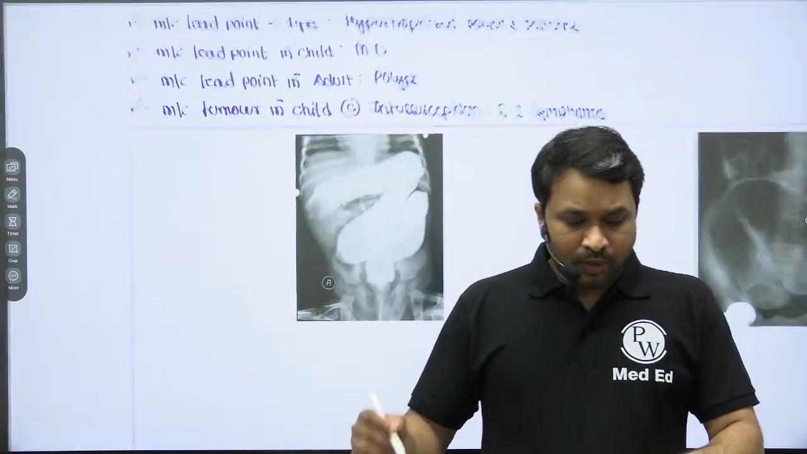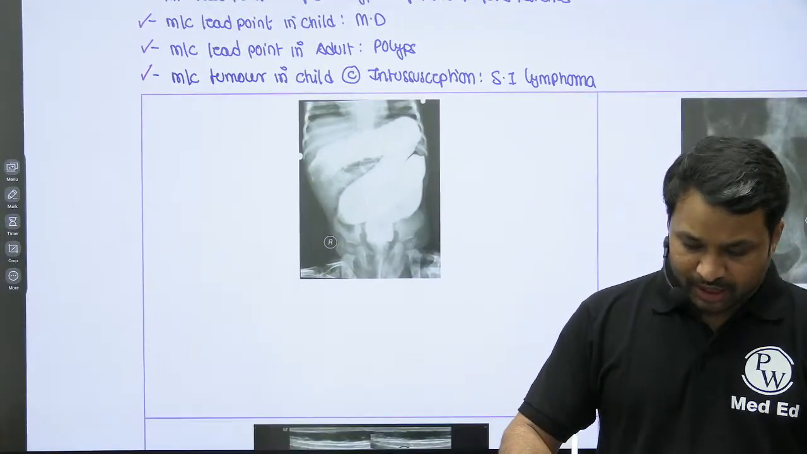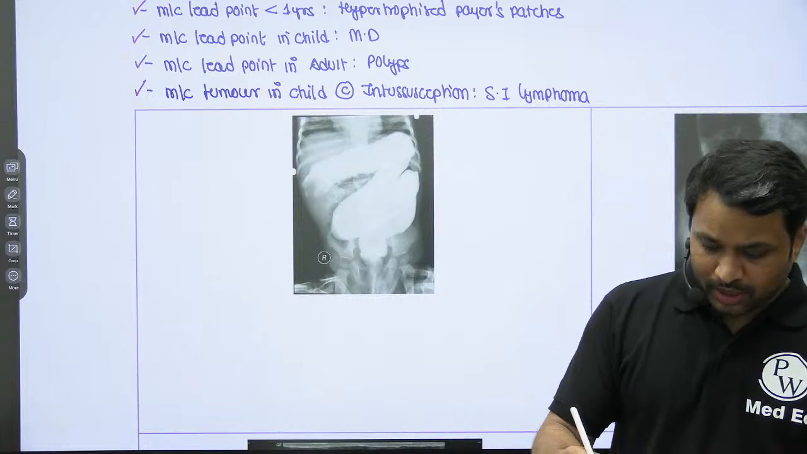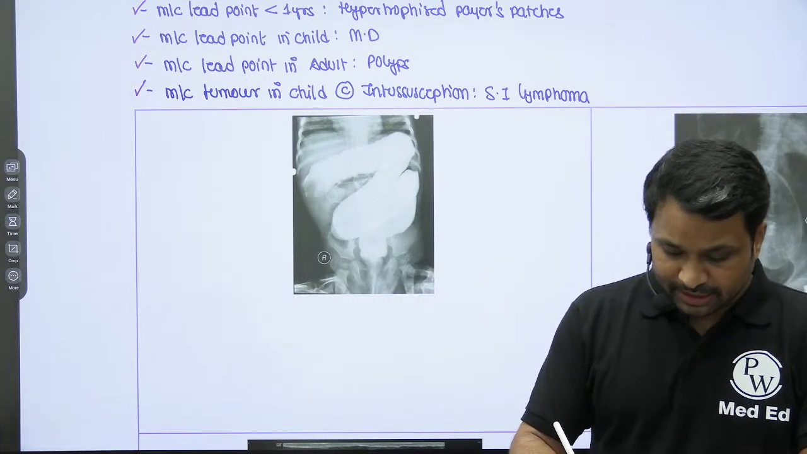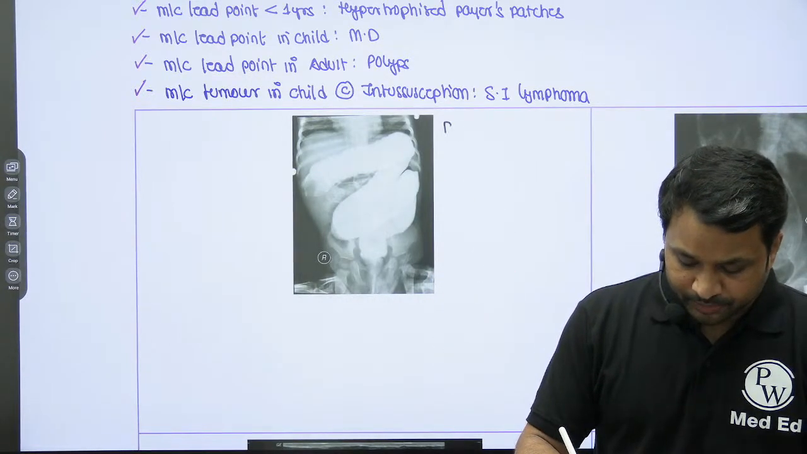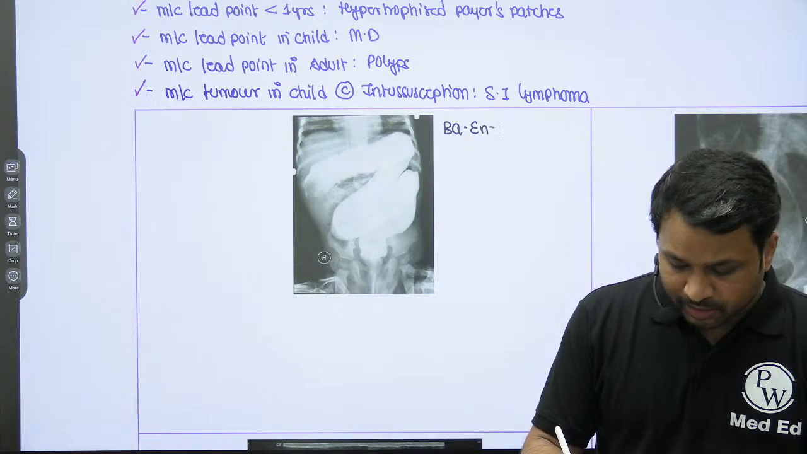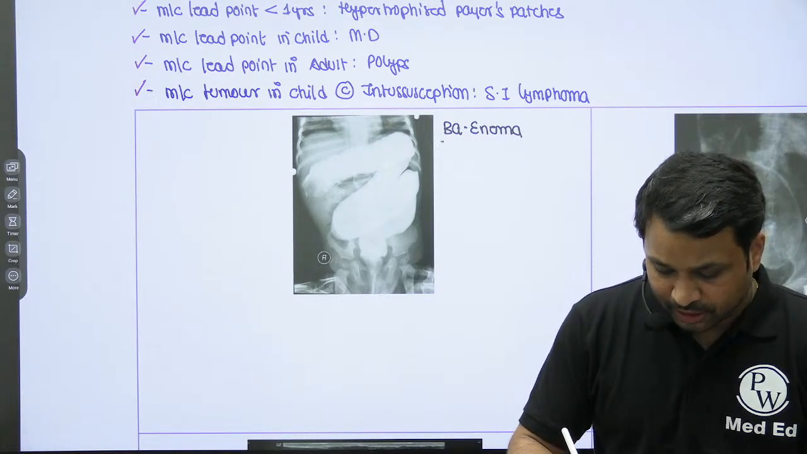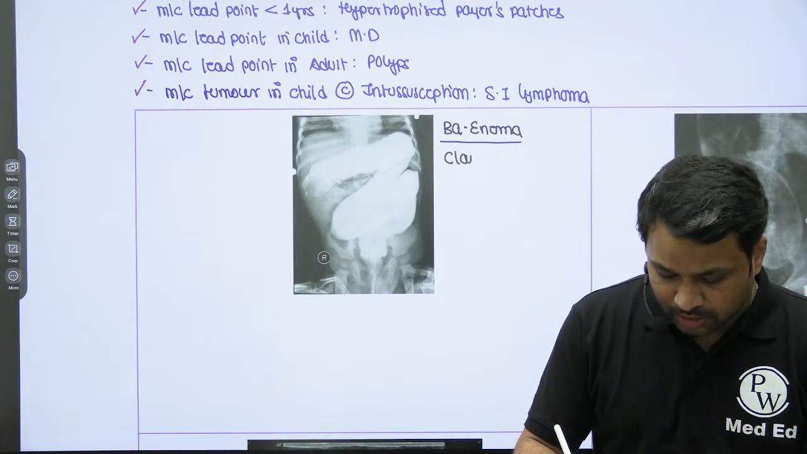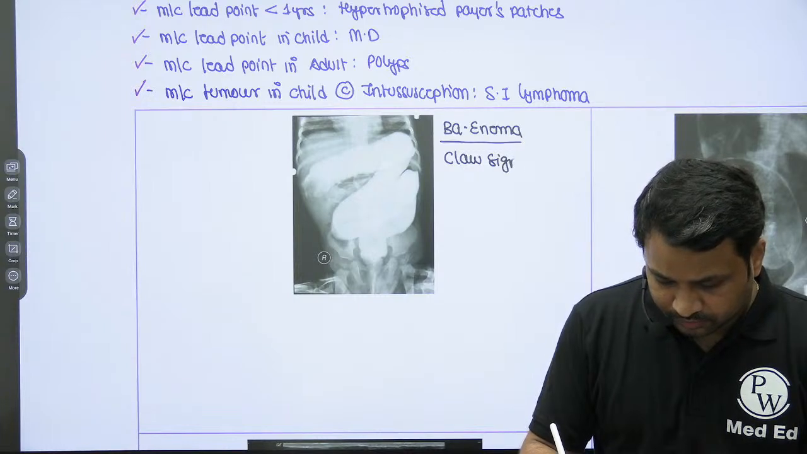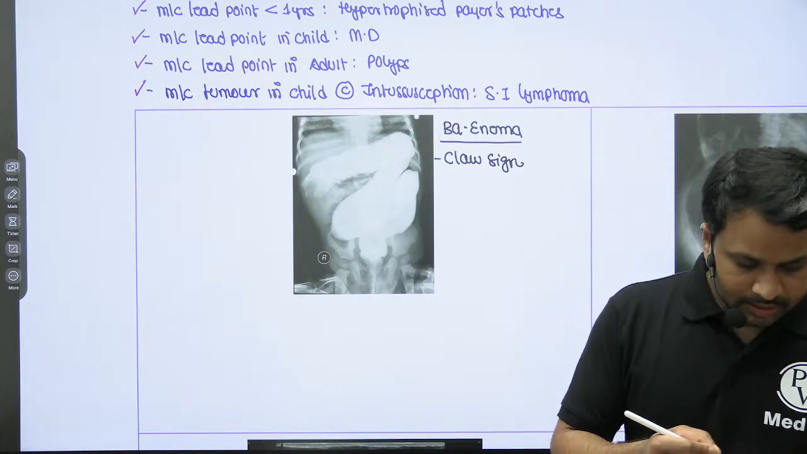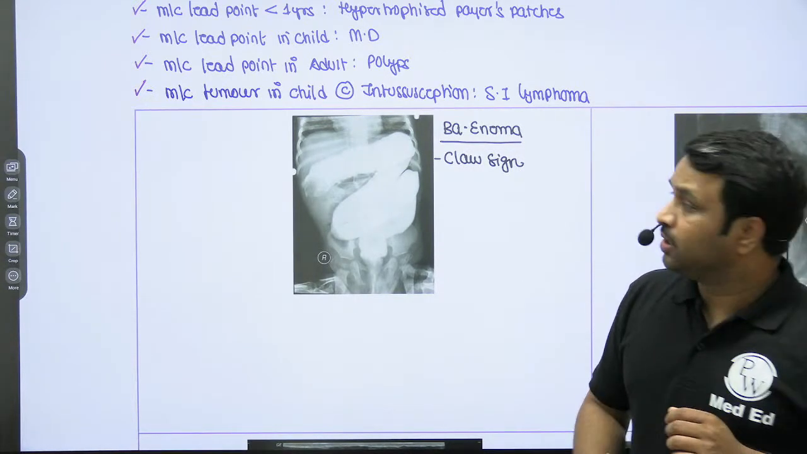Now, whenever a baby comes to you with intussusception, you have multiple investigations that you can do. One I have given you right now. This is in terms of the contrast, that is a barium enema. So when you perform a barium enema in a child with intussusception, you're going to get the claw sign, right?